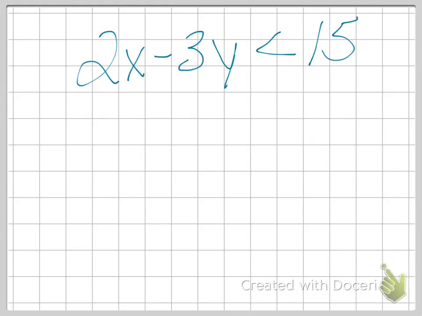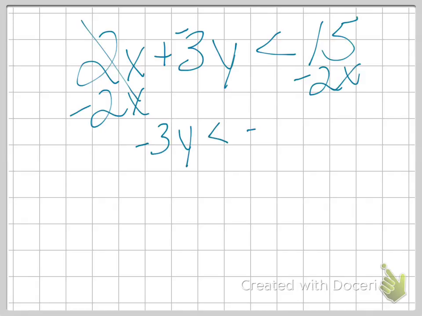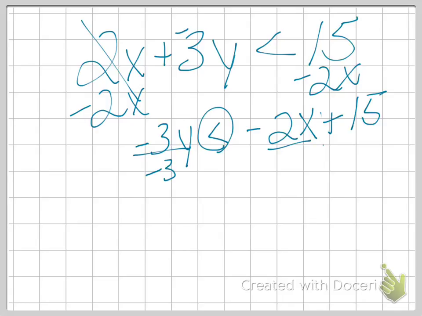Okay, so this one I need you to put in slope-intercept form. 2x minus 3y is less than 15. So we're going to subtract 2x from both sides, and we get negative 3y is less than negative 2x plus 15. Okay, so now I'm going to divide both sides by a negative 3. Do not forget to flip your sign.